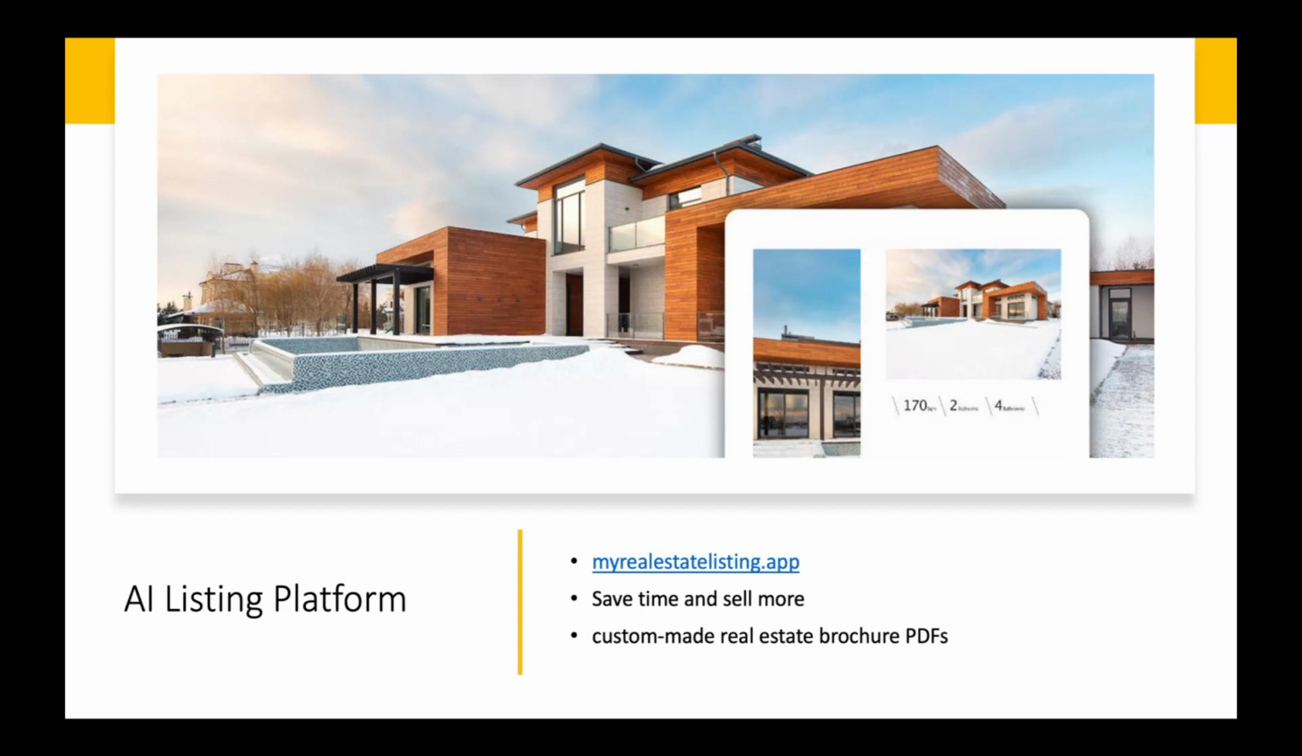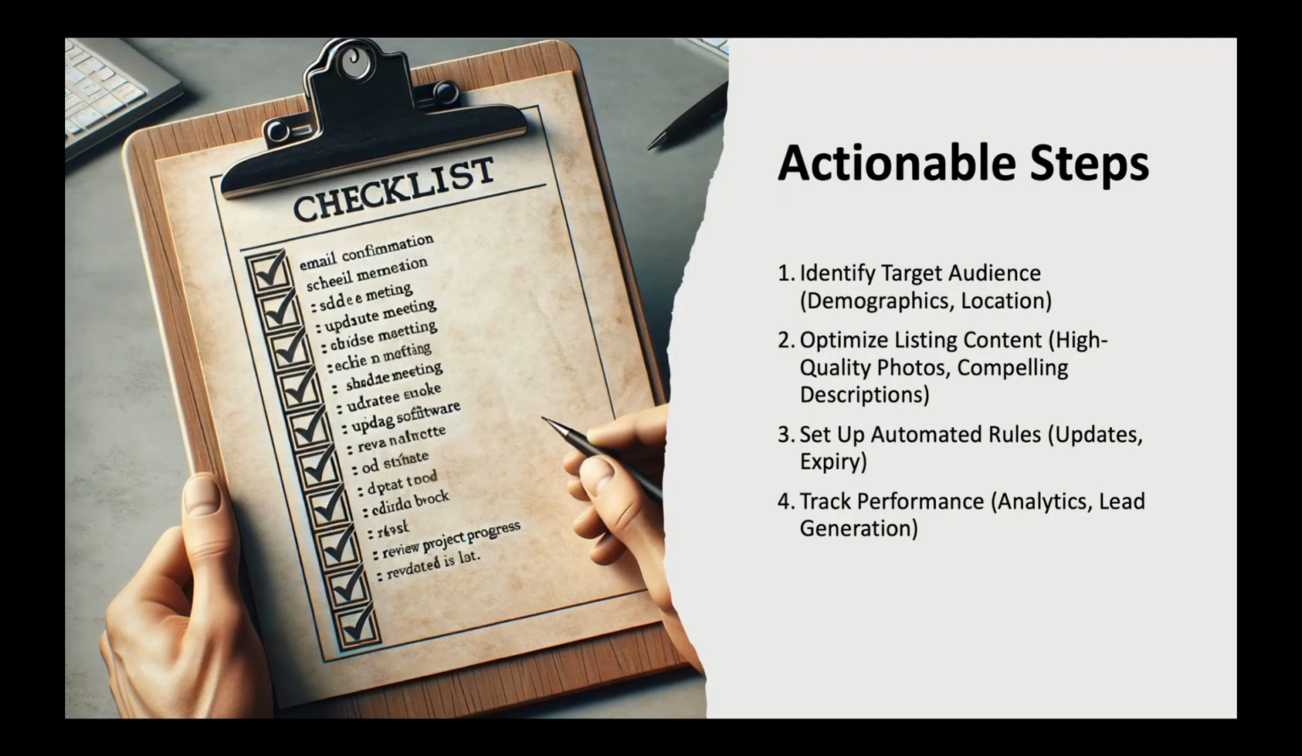Now, some of those syndication sites also provide this service. So it's not exclusive to AI listing platforms, but it's just something that I thought would be useful for you to know, and can help speed up your time and save you a lot of wasted man hours. So what are the checklists for adopting this solution into your business?